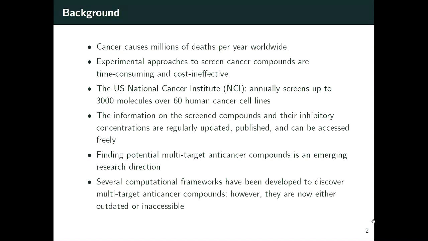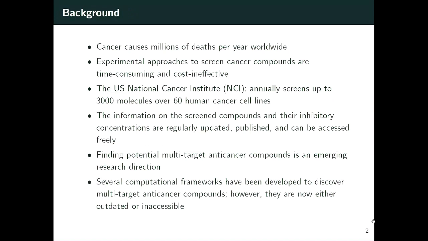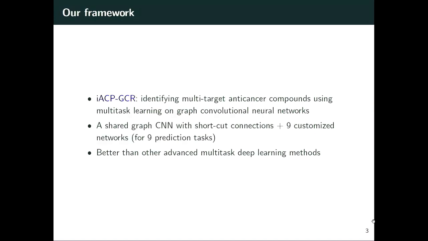And another motivation is that predicting multi-target cancer compounds has become a hot research trend because of various reasons, including drug resistance. There are some frameworks already developed for predicting multi-target compounds for cancer. However, they are now all outdated or we cannot access the server. So that's why we try to develop a model using multitask learning with graph convolutional neural networks to predict multi-target cancer compounds. We use the NCI dataset, and we predict 9 types of cancer.